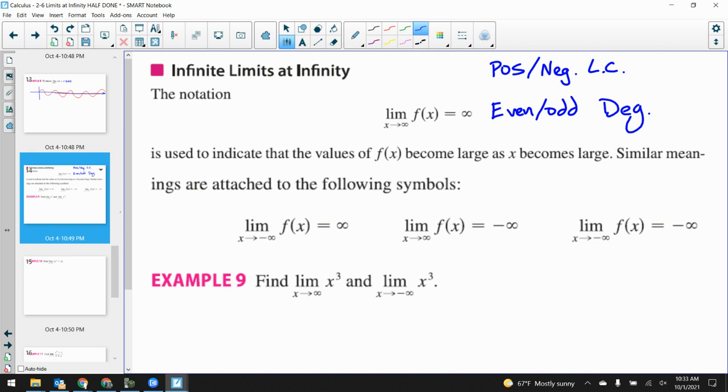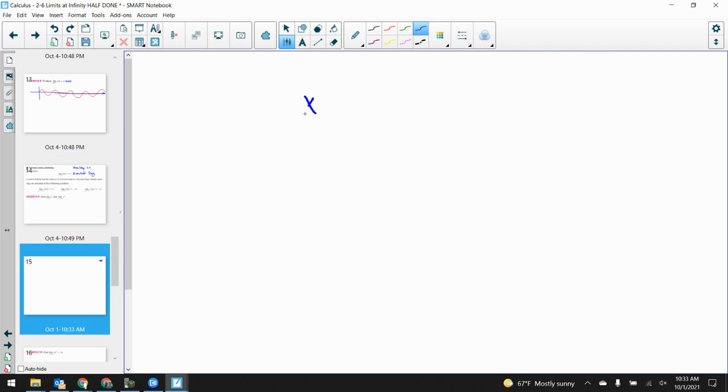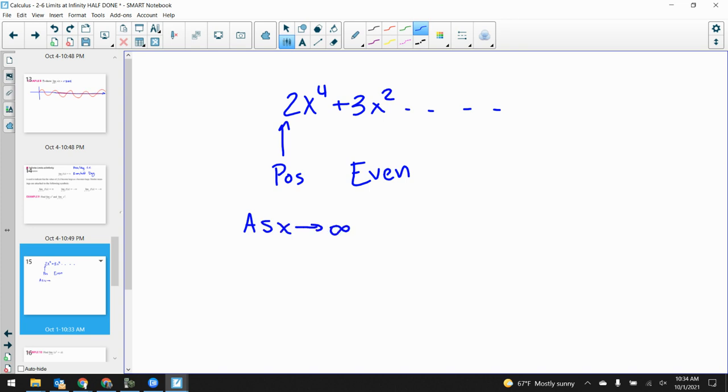Now, way back in Algebra 2, if I gave you something like 2x to the fourth plus 3x squared plus whatever, all I really cared about was that this was a positive leading coefficient and an even degree. So we had said back in Algebra 2, okay, positive even. We had used this notation: as x approaches infinity, f of x goes to positive infinity.